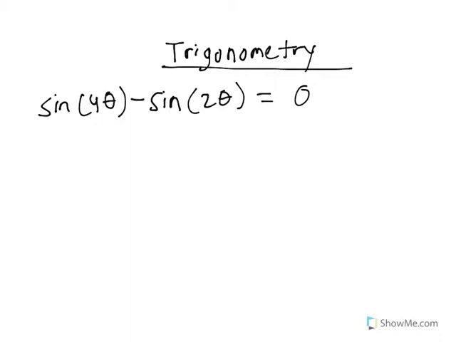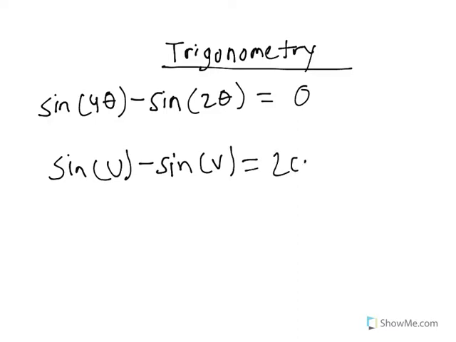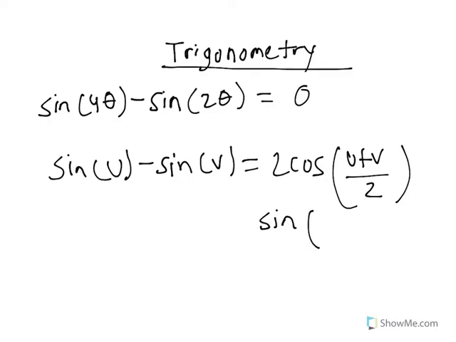So we're going to use the following identity, which says the sine of u minus the sine of v equals 2 times the cosine of (u plus v) over 2, and then that's multiplied by the sine of (u minus v) over 2.